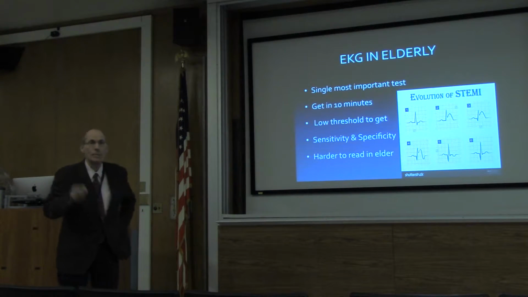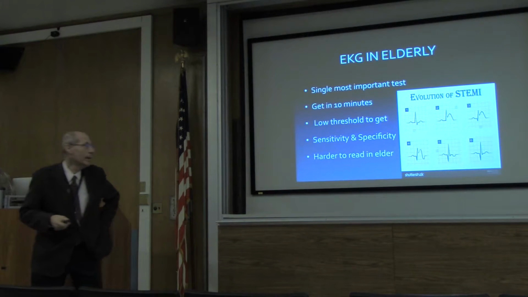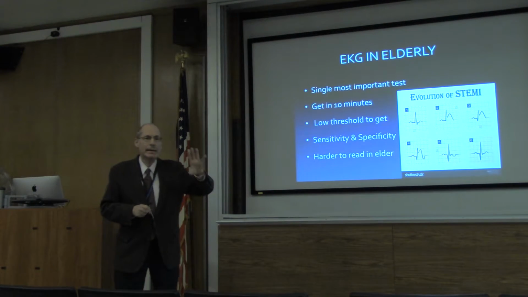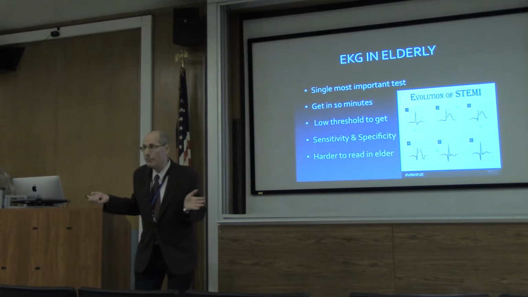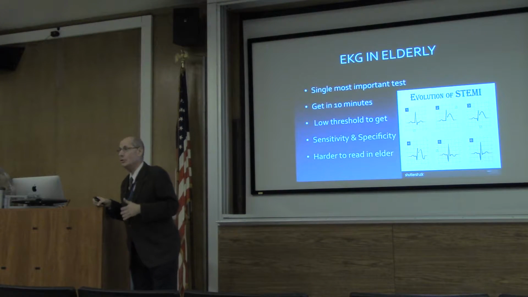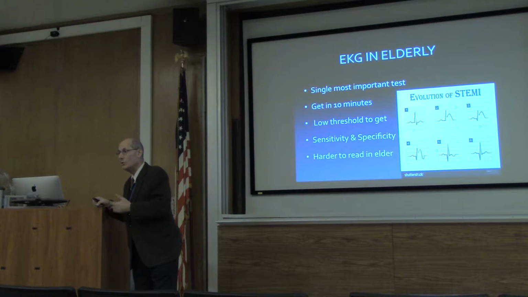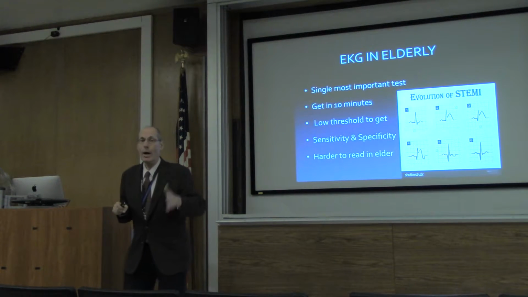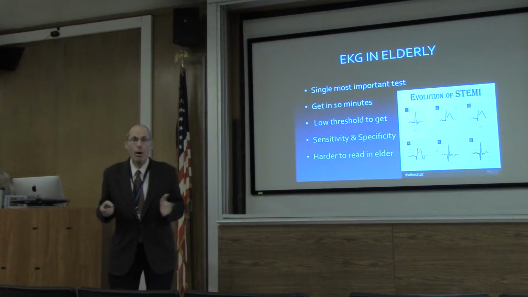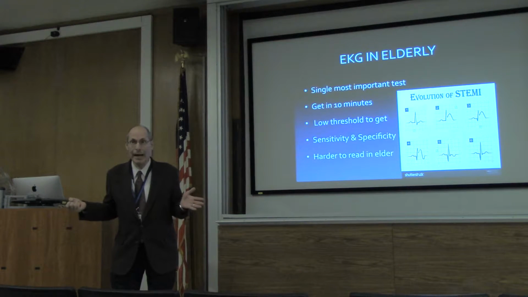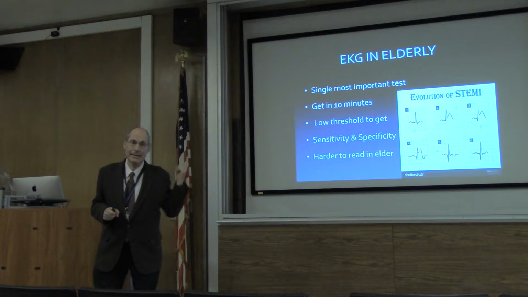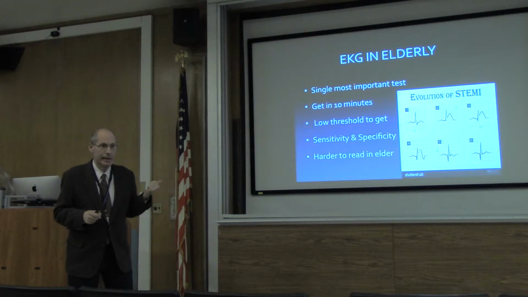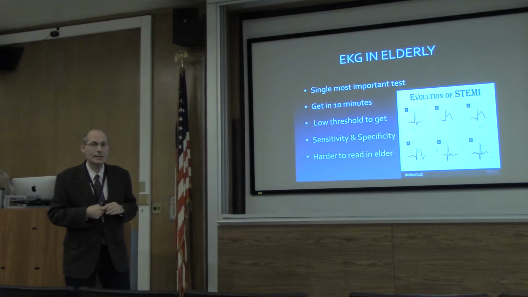When you talk about STEMIs, you're going to see these changes in the leads that reflect that territory. So if it's an inferior MI, you're going to see those changes in 2, 3, and F, whereas you'll see reciprocal changes in 1 and L, meaning ST depression. If it's an anterolateral MI, you'll see changes in 1 and L before V5, V6, like this. And then in 2, 3, and F, you might see ST depressions.